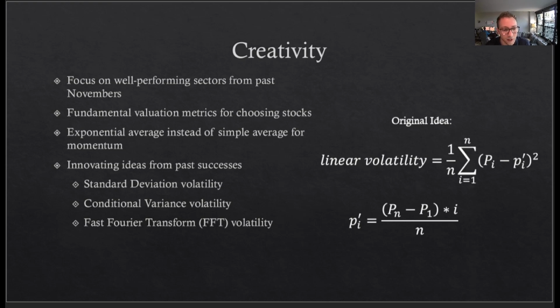And the fast Fourier transform volatility is calculated by transforming the array of prices to the frequency domain. It initially finds the frequency and power of each price, and then it uses this information to create a score that penalizes higher frequencies and higher powers.